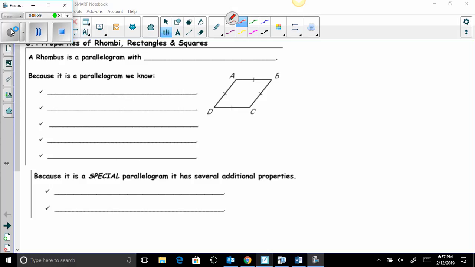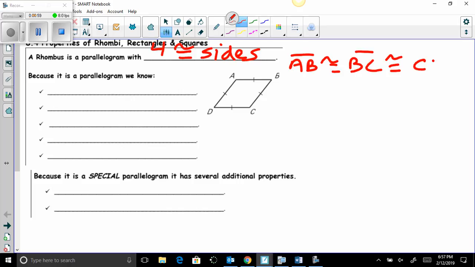All right, let's look at rhombi, rectangles, and squares. A rhombus is a parallelogram with 4 congruent sides. So if you look at the picture I have below of the rhombus, side AB is congruent to side BC, which is congruent to side CD, which is congruent to side DA. So you can see that all there.